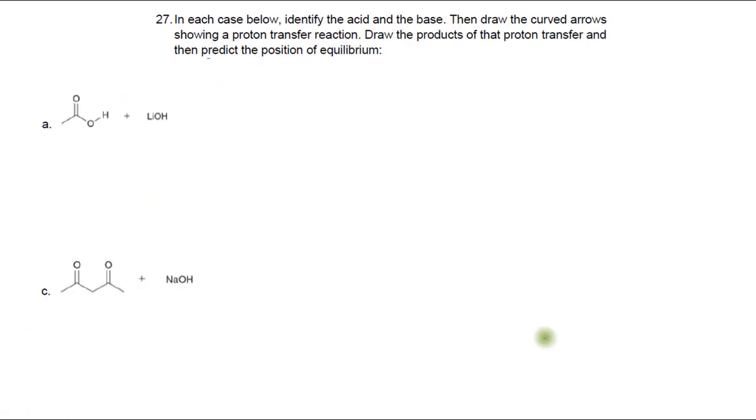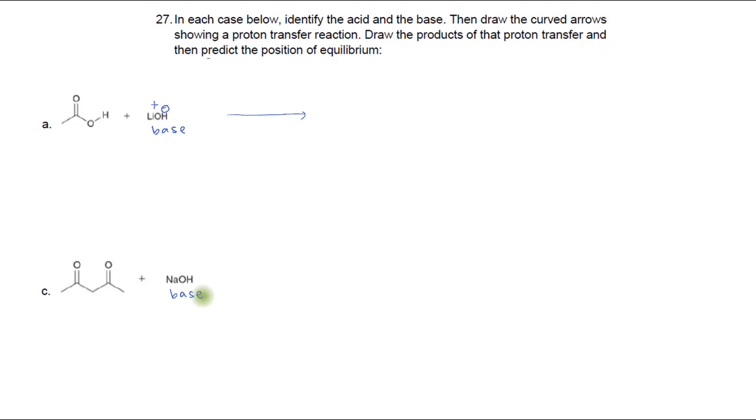Okay, in this reaction, we're looking at identifying the acid and the base. We have to draw the products. When you have lithium or sodium paired up with OH, lithium is a cation, so that's going to be Li plus, which makes OH minus. So this is my base. This is synonymous with sodium hydroxide, so this is my base.